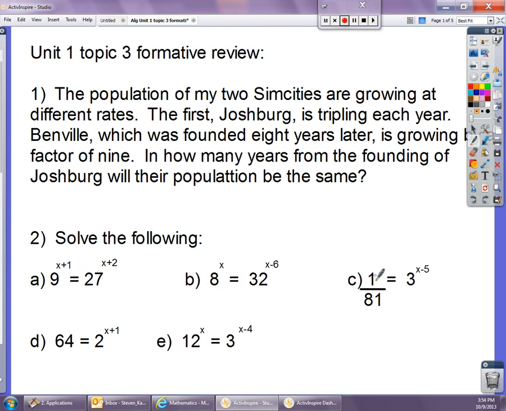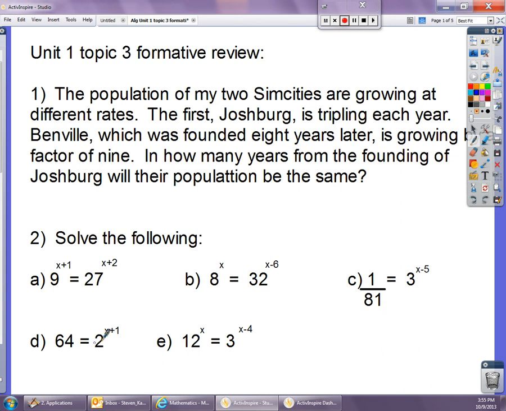So here you have 1 over 81 and 3 to the x minus 5. Now I know 81 is 3 times 3, which is 9, times 3 times 3, which is 9, so 9 times 9 is 81. So if I do 3 to the -4th power, I can get 1 over 81, which equals 3 to the x minus 5 power. Now that I can set the powers as equal, I'm going to add 5 to both sides and get 1 equals x, which is the same thing as x equals 1.